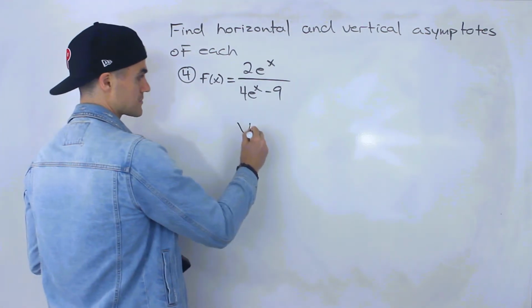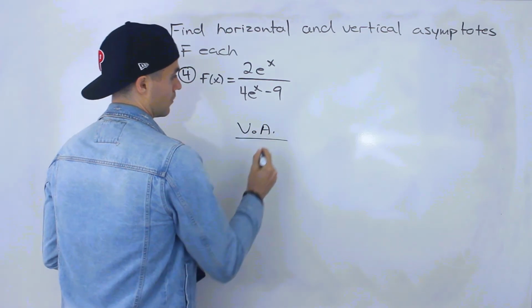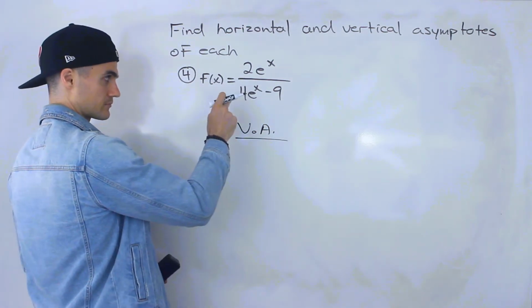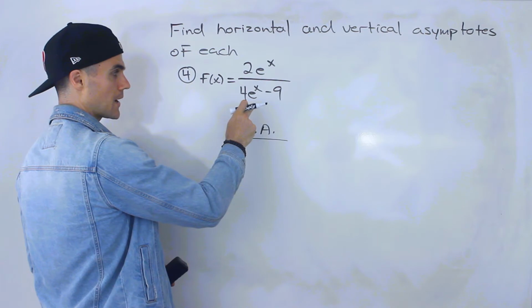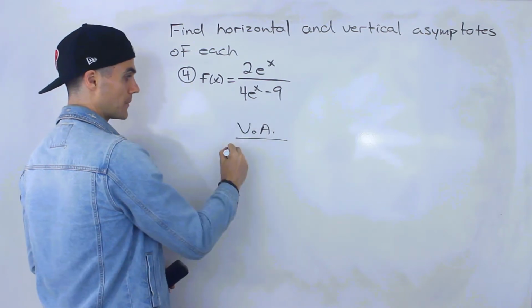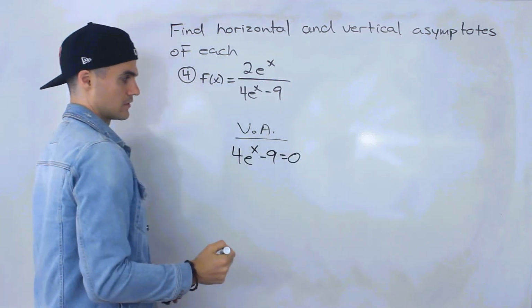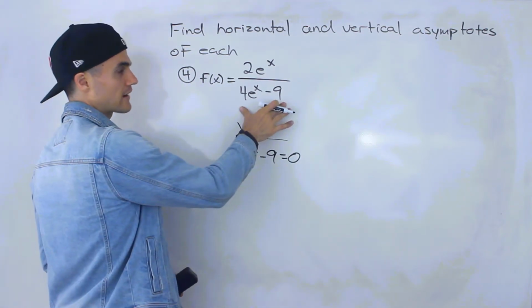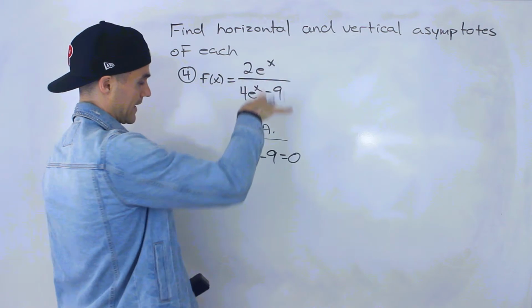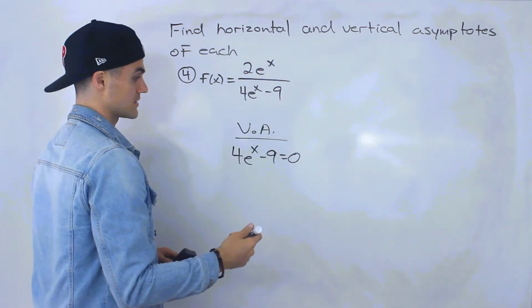So vertical asymptote, when's that going to happen? When the denominator is equal to 0. Okay, notice that you can't factor this either, so there's not going to be anything that cancels out. We don't have to worry about any holes in this case.